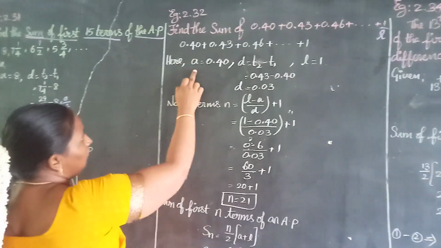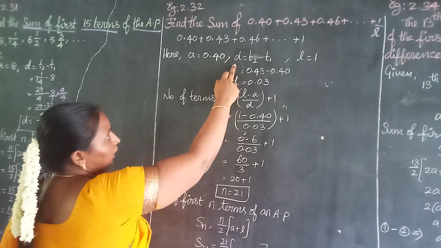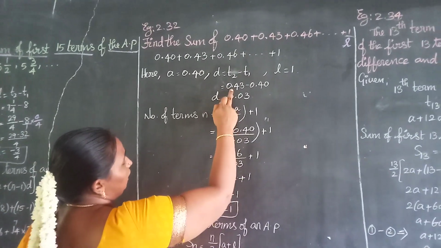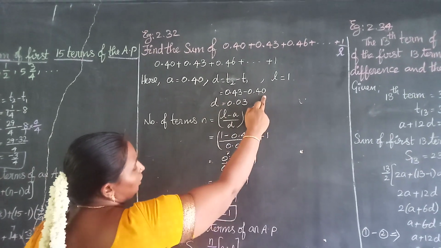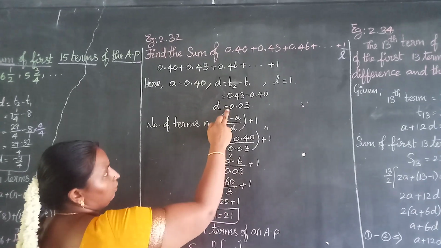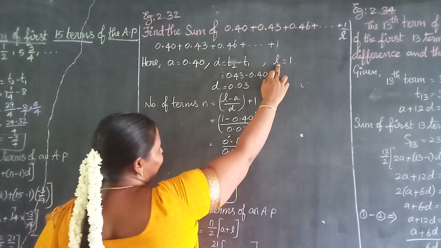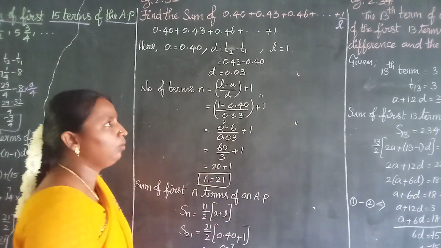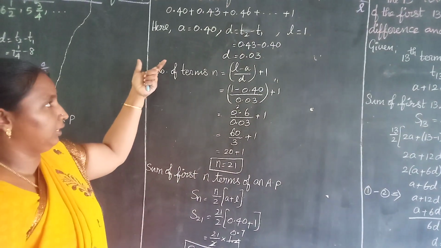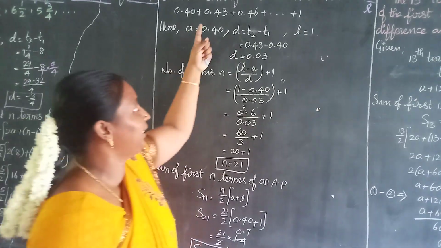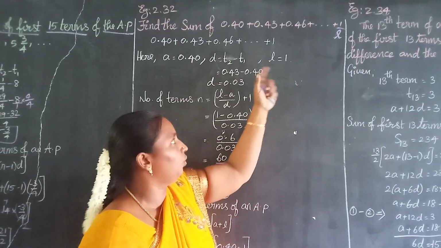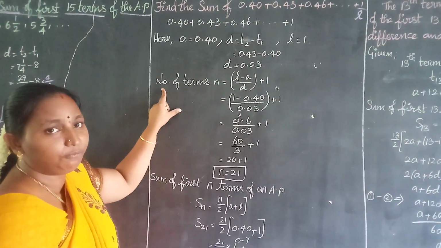A is 0.40, D equal to T2 minus T1, that is 0.43 minus 0.40. So if you subtract that, you will get D equal to 0.03. They have given the last term, that is L equal to 1. So the number of terms we don't know. How many terms there are we don't know. For that we have to find the number of terms first.